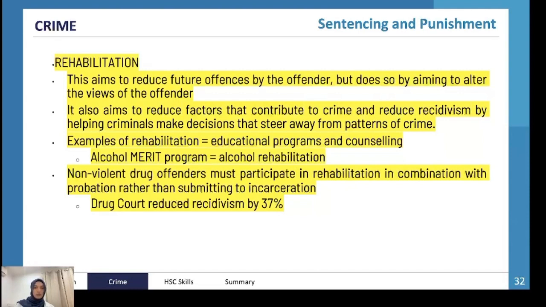It also aims to reduce factors that contribute to crime and reduce recidivism, which is reoffending, by helping criminals make decisions that steer away from patterns of crime. For example, educational programs or counseling, alcohol merit program, which is alcohol rehabilitation. Non-violent drug offenders must participate in rehabilitation in combination with probation rather than submitting to incarceration. Drug court has reduced reoffending or recidivism by 37%.